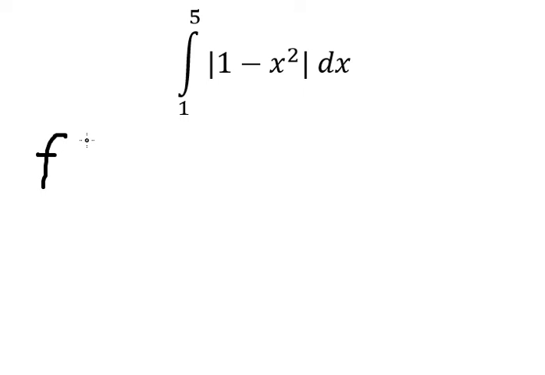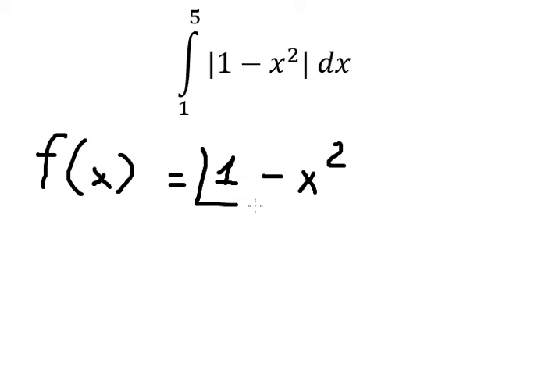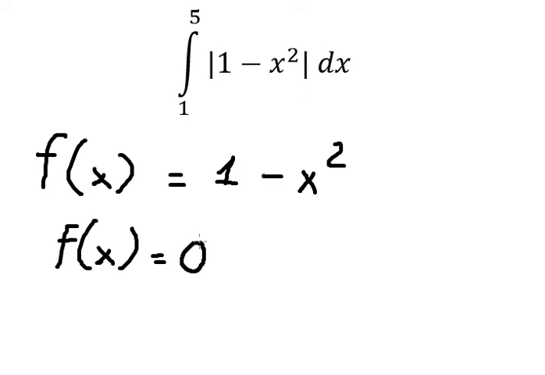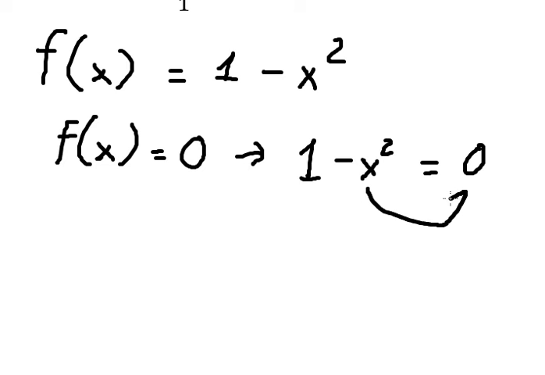Now we need to consider the function f of s equals 1 minus s squared. Now we need to find the solutions of this one. So I will put f of s equals 0. So we have 1 minus s squared equals 0. And now I will move this one to the right.